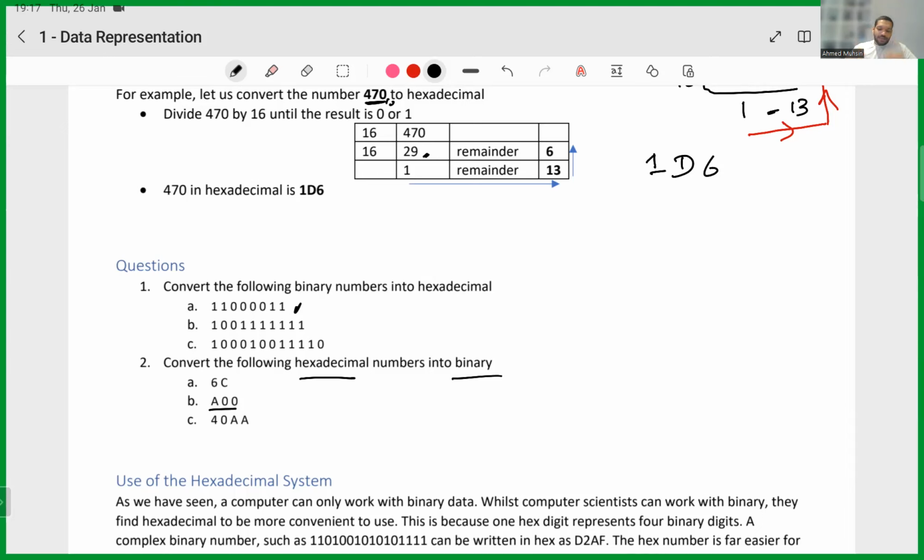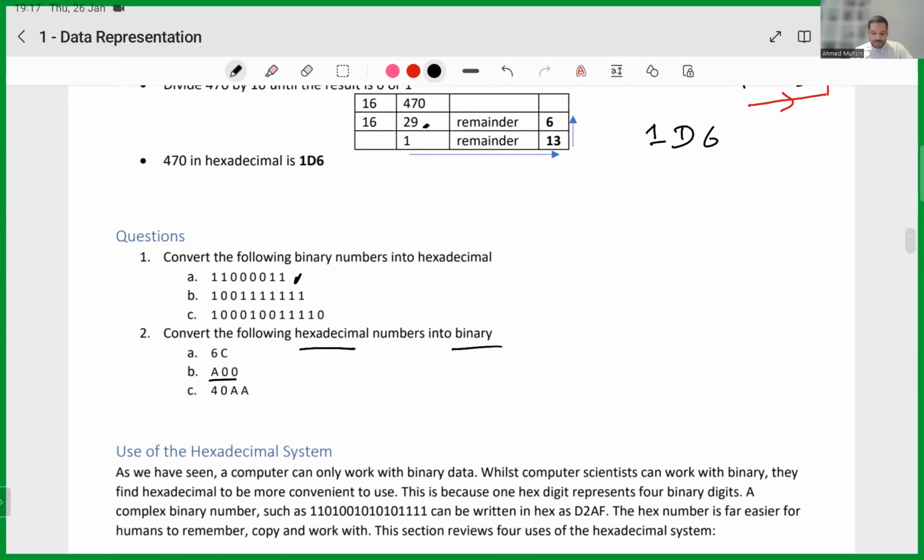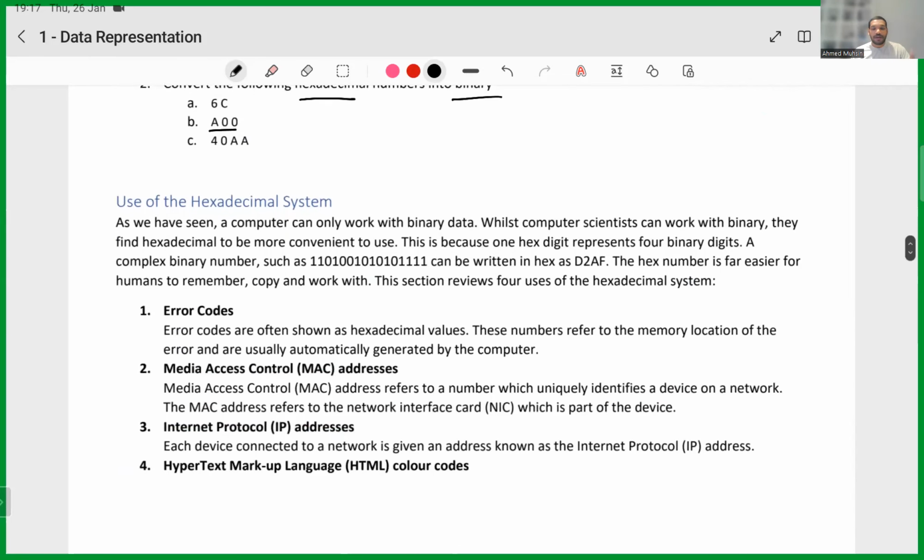Right. Next, we will be talking about where the hexadecimal number system is used. What are the advantages of it? I have already given you one advantage: it becomes much easier to read because of fewer digits, fewer characters, and it is easy to identify mistakes. Next we'll talk about the use of the hexadecimal number system.